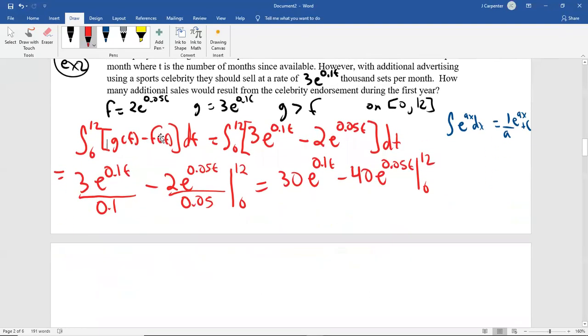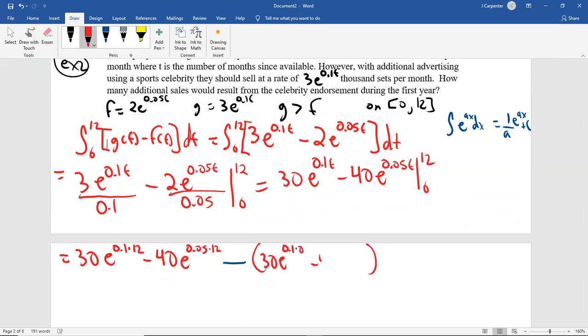Now let's do the evaluations. Let's plug in the 12 first. So 30 e to the 0.1 times 12 minus 40 e to the 0.05 times 12. That was us plugging in the upper limit, so minus. Now let's plug in the lower limit. There's multiple terms, so we'll definitely need a parentheses. So we're plugging in 0 now, so that's 30 e to the 0.1 times 0 minus 40 e to the 0.05 times 0.